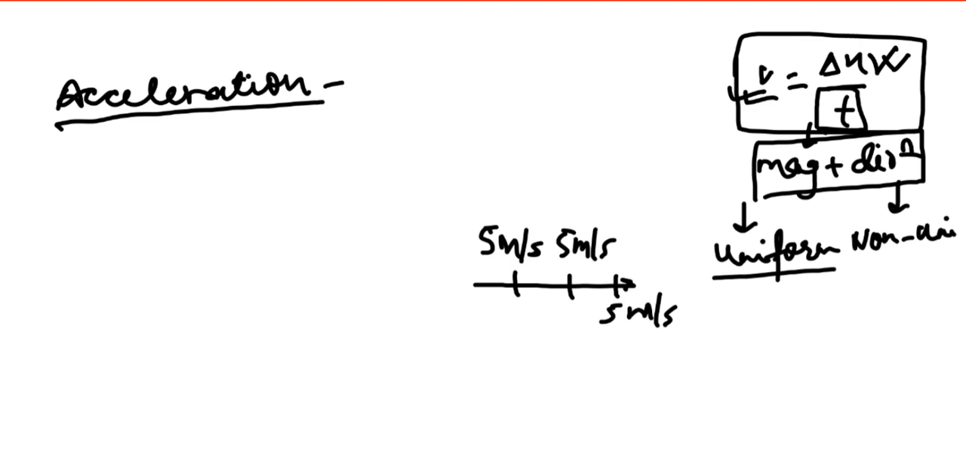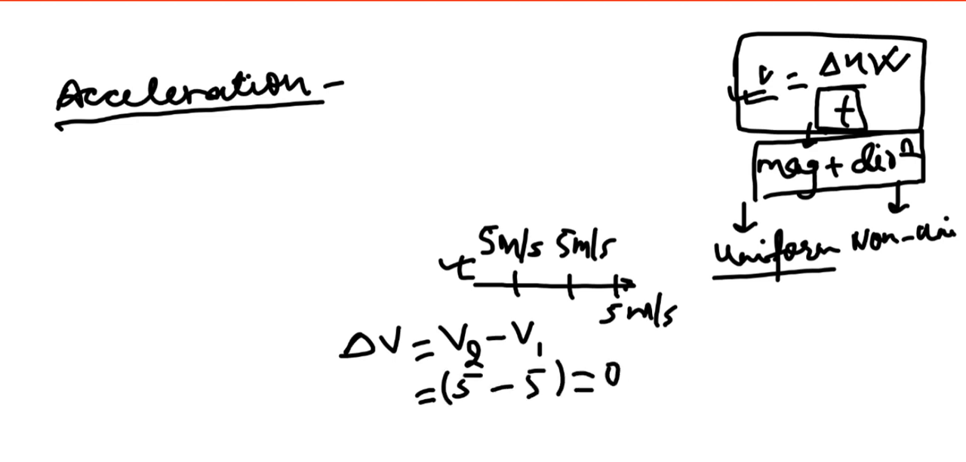So here, when we ask what is the change in velocity, change in velocity we write as delta v is equal to velocity second minus velocity first, that is, final velocity minus initial velocity. Here in this case, velocity at every interval of time is the same, that is 5 minus 5, which is equal to 0. That is, the change in velocity in the case of uniform velocity is 0.